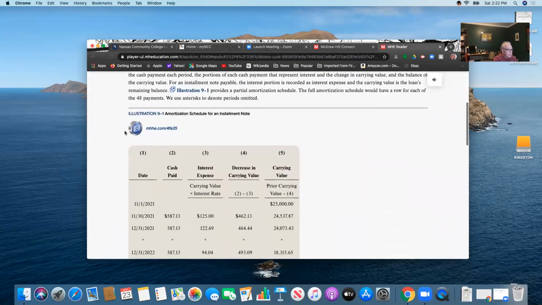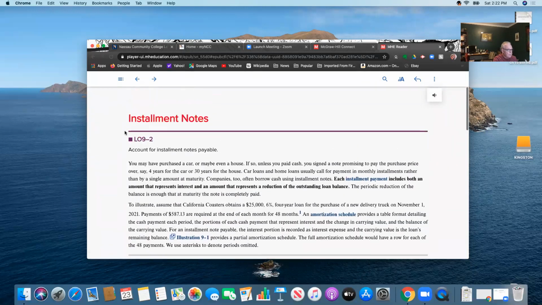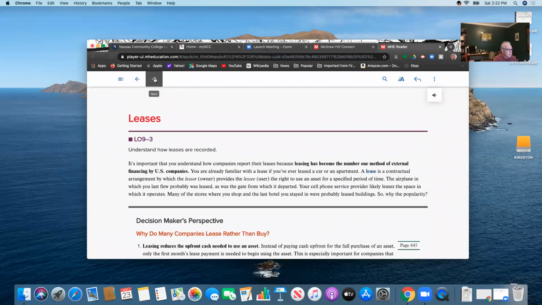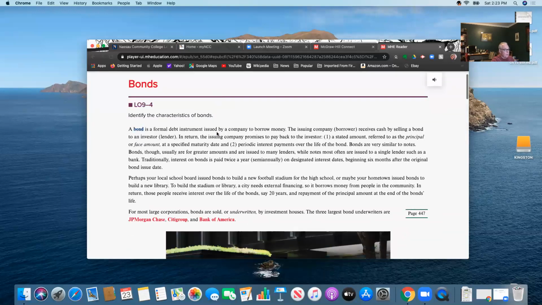They start out with a discussion of notes payable, but I'm not going to get into that with you. Leases. Sometimes companies, if they don't want to tie up a lot of their cash in purchasing assets, will lease them. We're not really going to get into the leases here, but this is where we're going to start. Bonds.